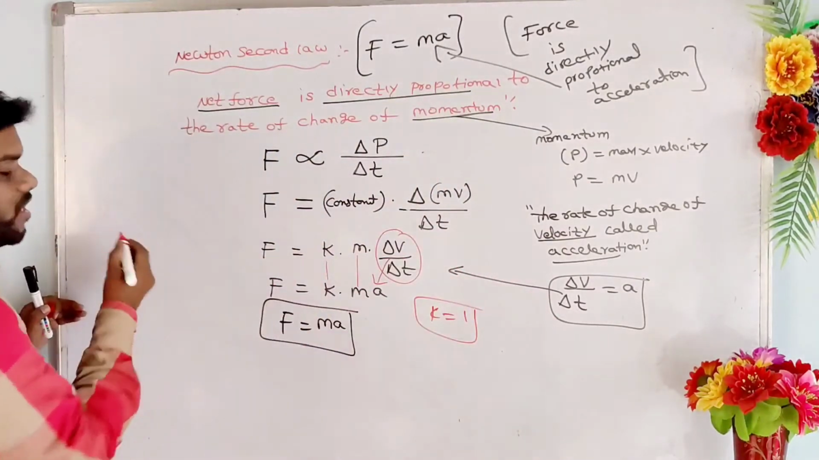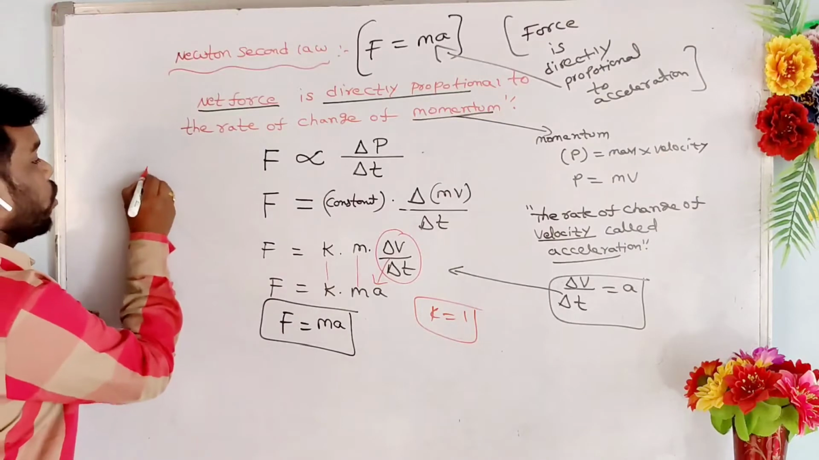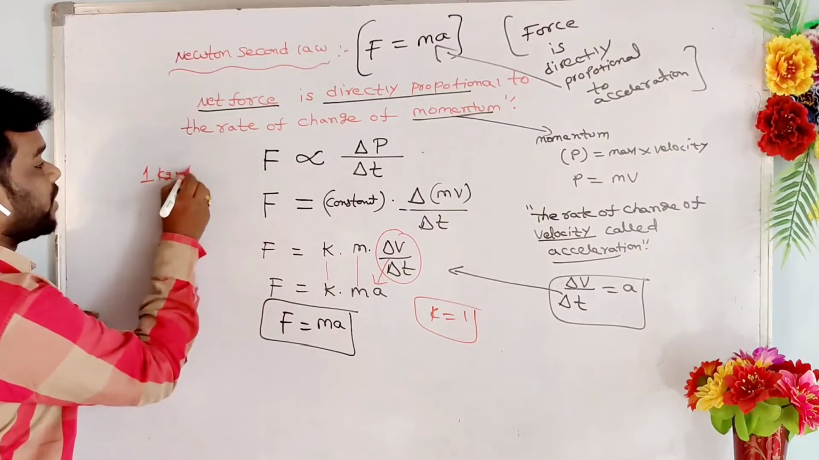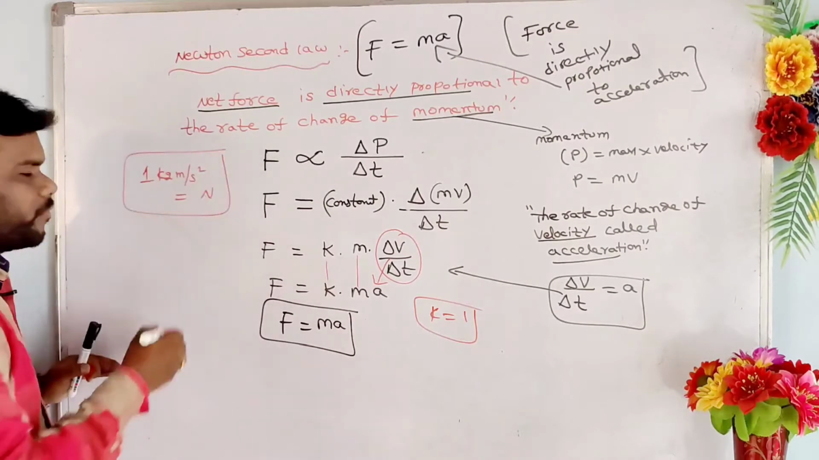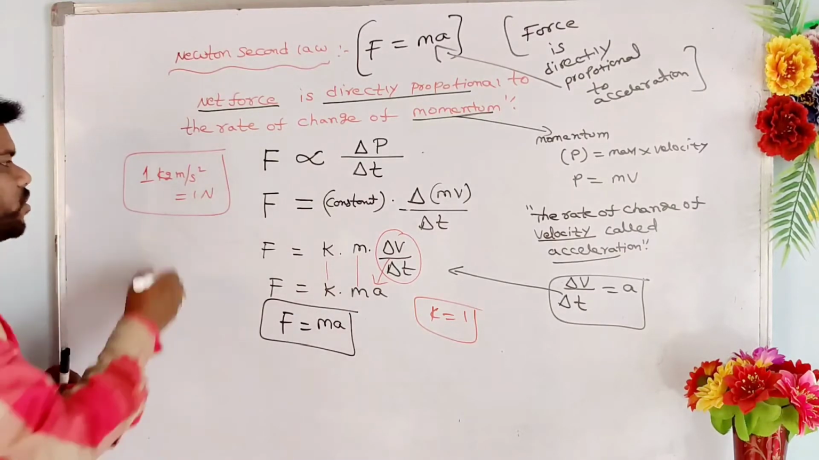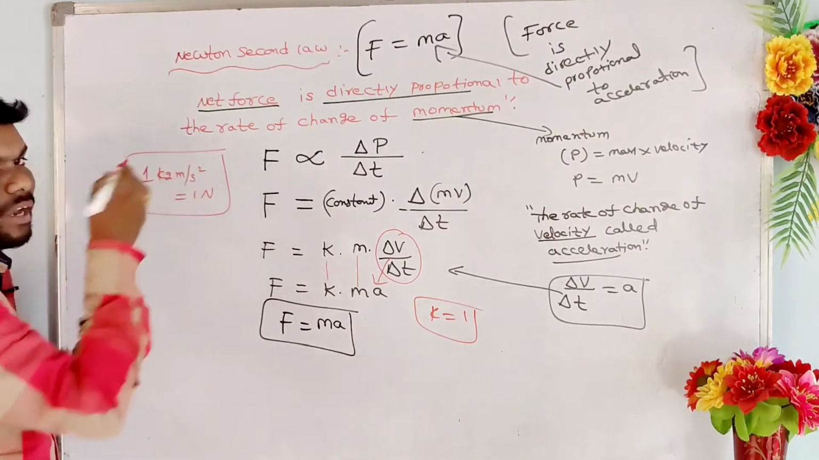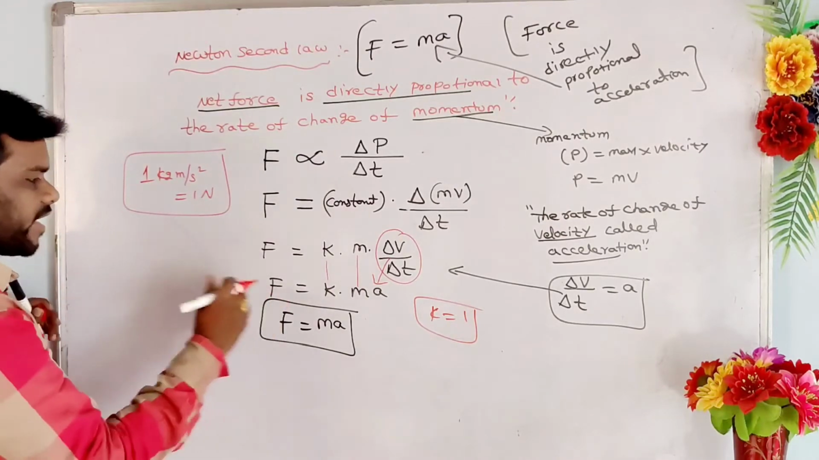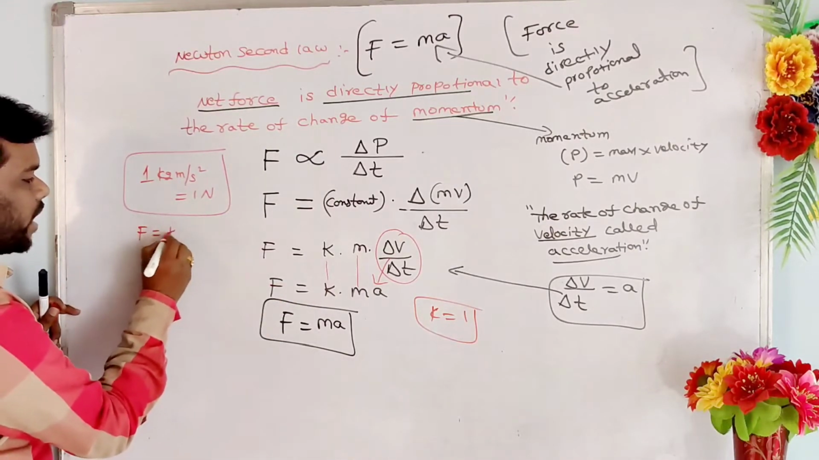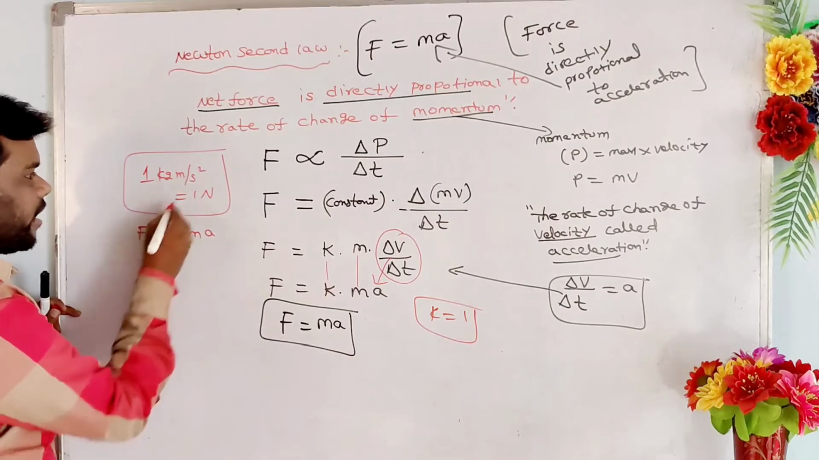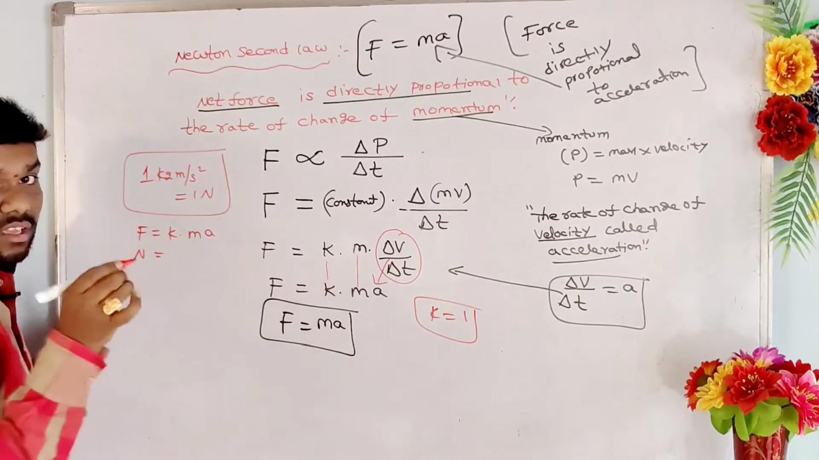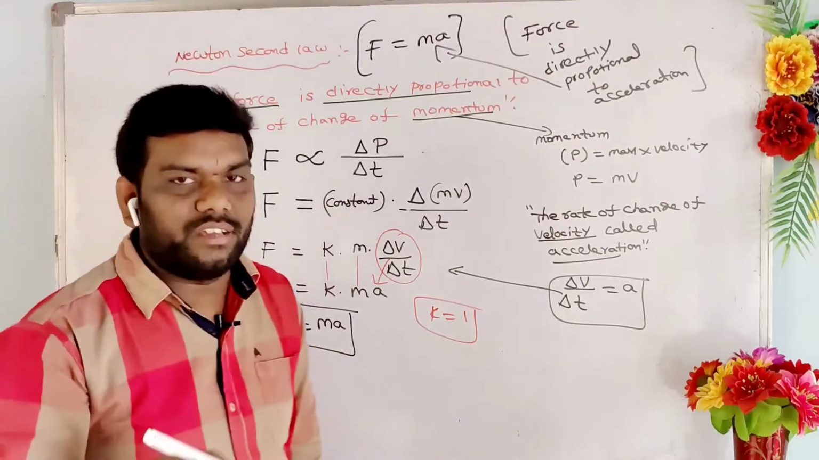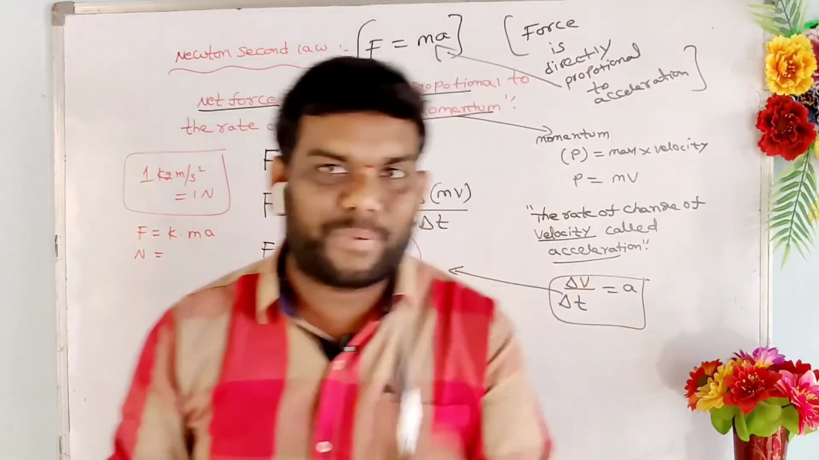Now I will write on the board one condition. 1 kg meter per second square is equal to Newton. Please listen carefully. 1 Newton is equal to 1 kg meter per second square. Remember, here F is equal to K into ma, and F is measured in Newton. Remember, the unit of force is Newton, so instead of F I am writing N.